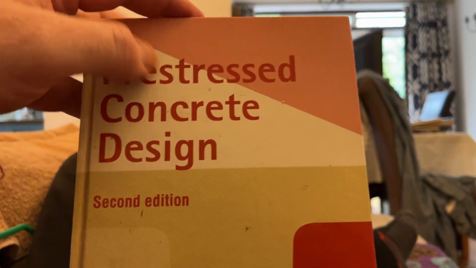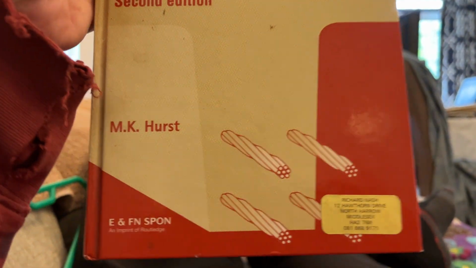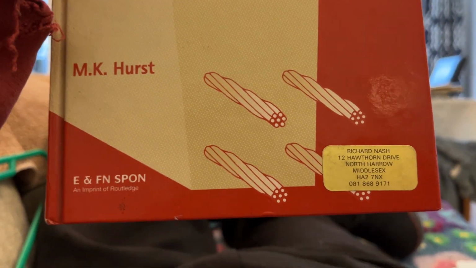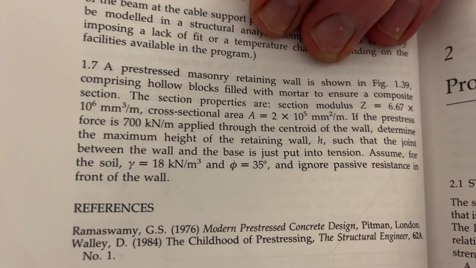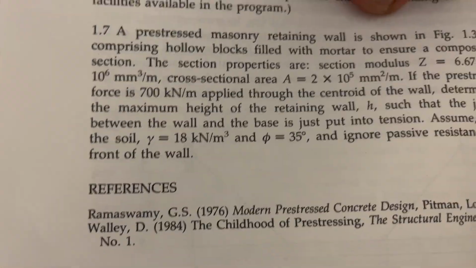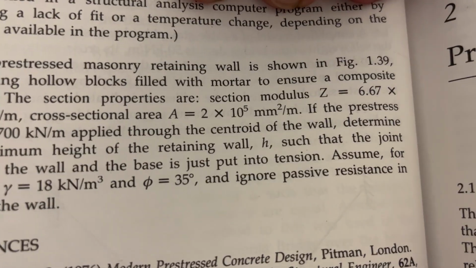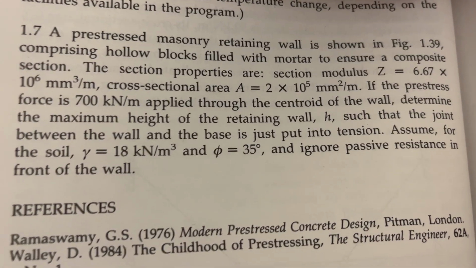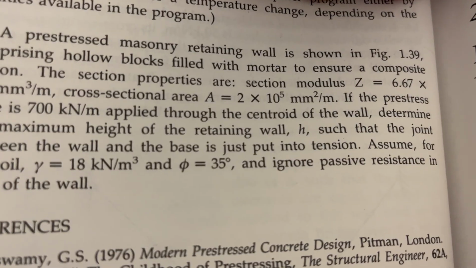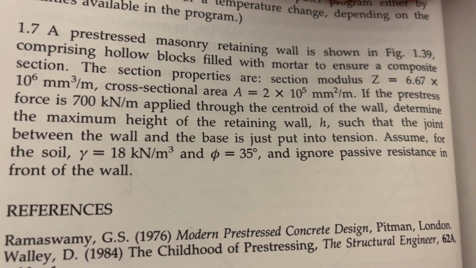So this is Pre-Stressed Concrete Design, second edition by M.K. Hurst. I'm looking at chapter 1, and this is problem number 1.7. It says, a pre-stressed masonry retaining wall is shown in figure 1.39, comprising a hollow box filled with mortar to ensure a composite section.